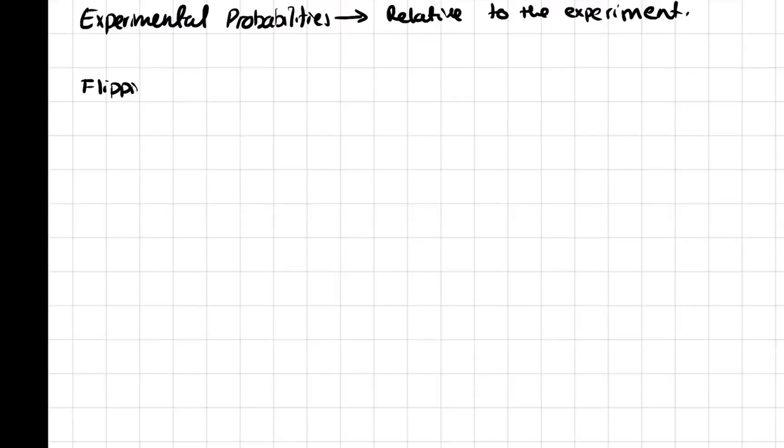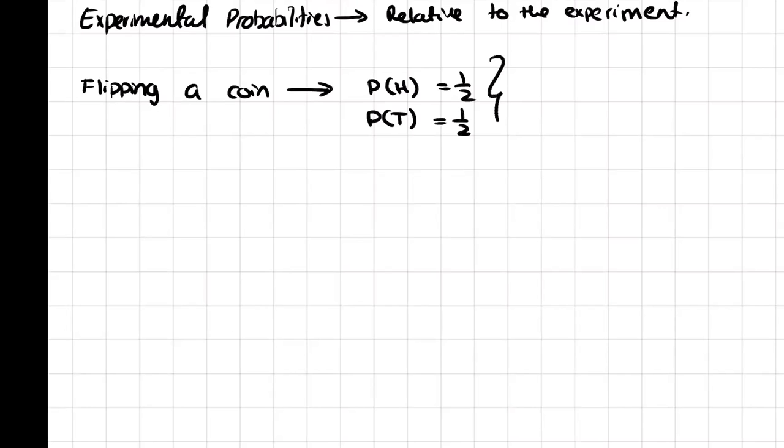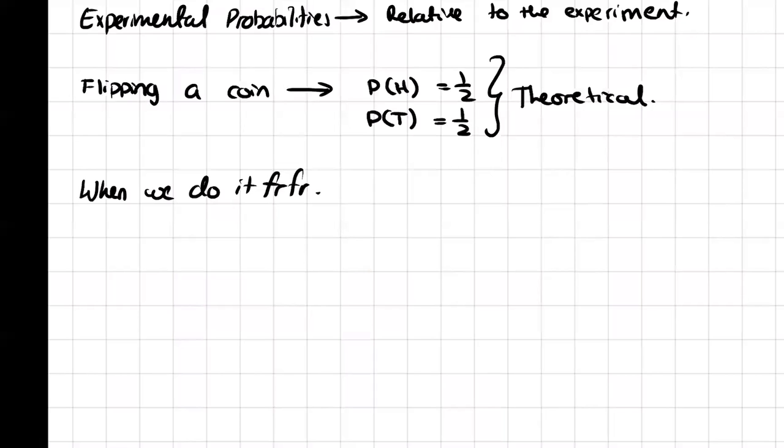So when we flip a coin, the probability of getting a head is definitely 1/2. The probability of getting a tail is also 1/2. So this is what we call theoretical. It means in theory, half-half. But when we do it for real, it doesn't really reflect half.